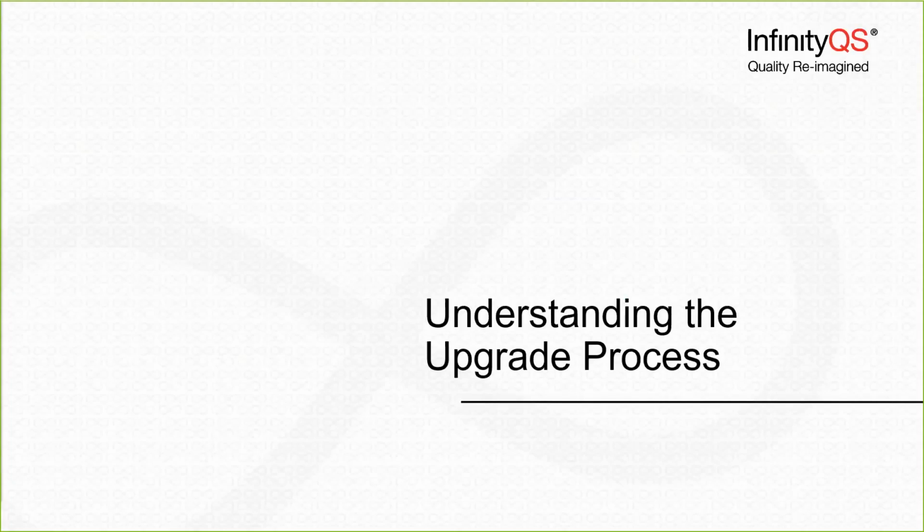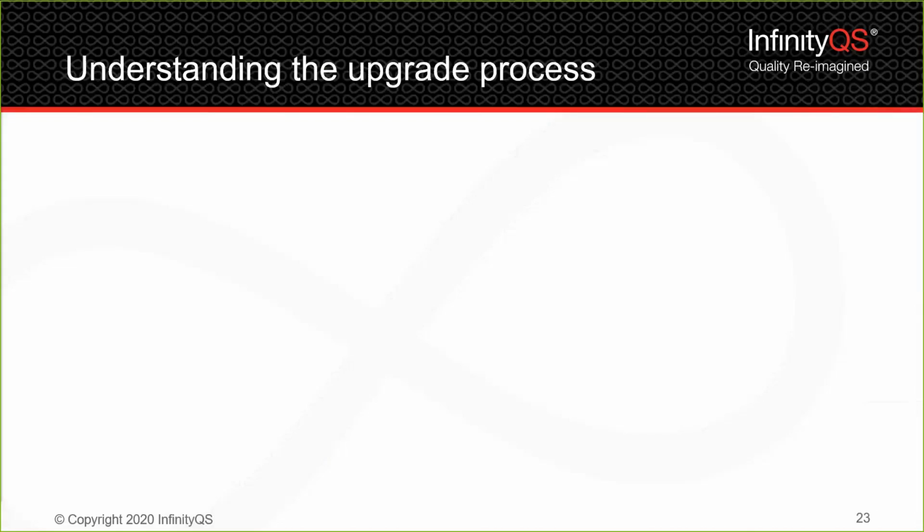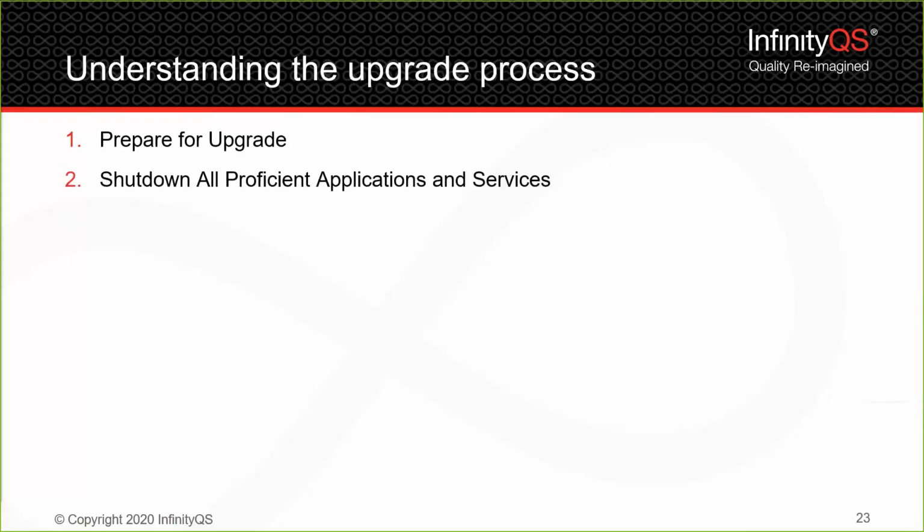And then the last section we're going to talk about here is understanding the upgrade process. The first thing is to prepare for the upgrade. So we already talked about that in the last section. Make sure to gather all the right resources, test it in your test environment, and make sure to schedule enough downtime so that no one's caught off guard. All right, the next thing you have to do is shut down all the Proficient application services. So I mentioned before with the downtime, you have to make sure everything's shut down. If anything's being held up and we can't close it, then we can't do the upgrade. So make sure everything is closed.